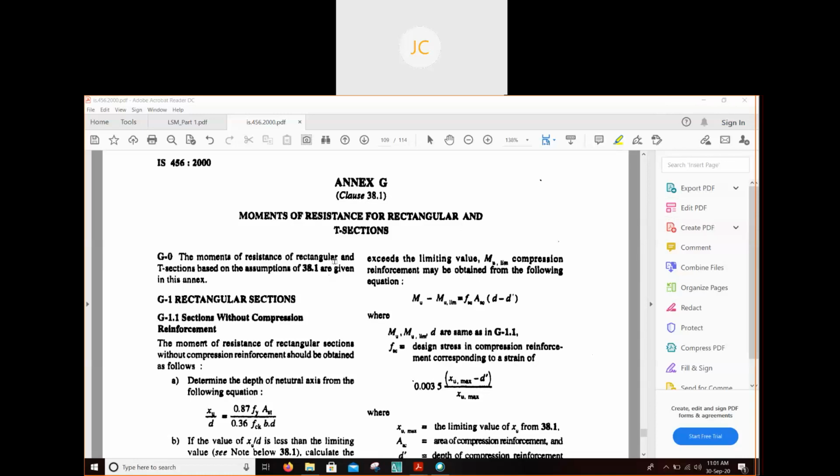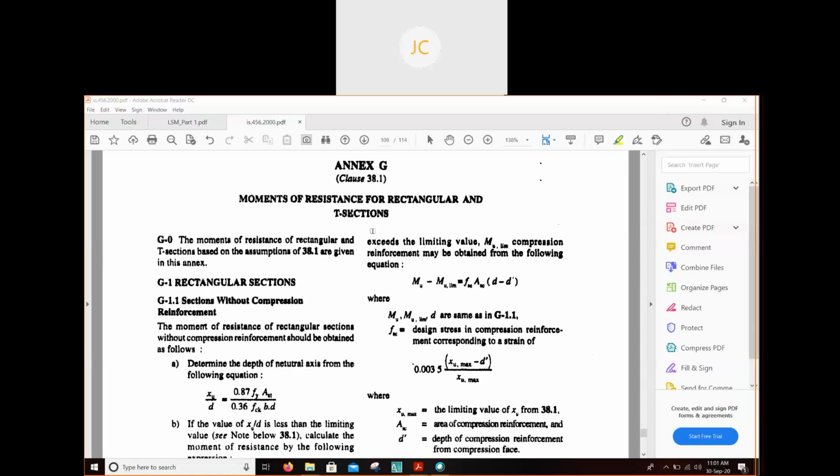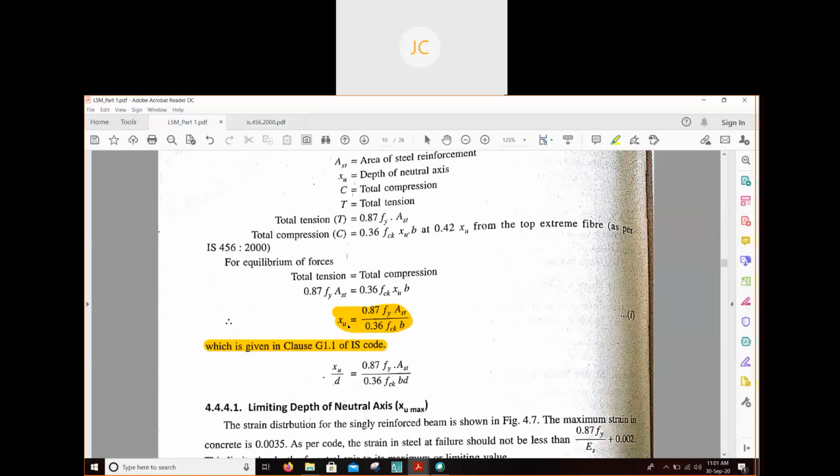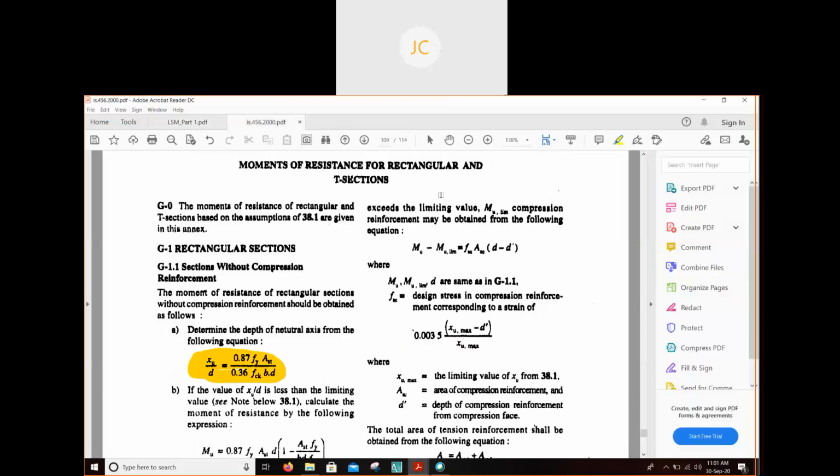Got this clause? Okay. So in this clause you can see here for rectangular section, because we are dealing with rectangular section at present, the depth of neutral axis we can find out by using this formula. This one. Actual value is this one, but if you divide this XU by D, you have to divide this side also by D. So XU by D equal to this much. So no need to remember that because you have IS 456 with you. So directly you can use IS 456.